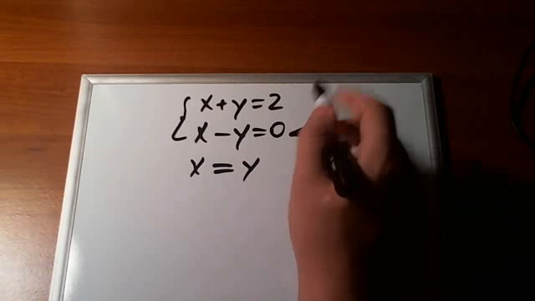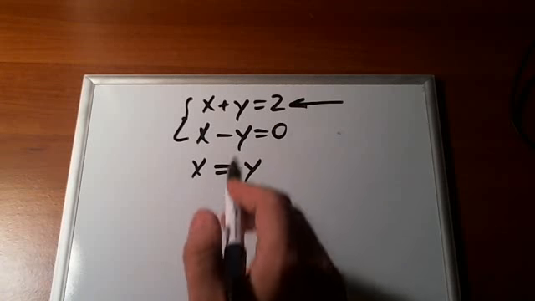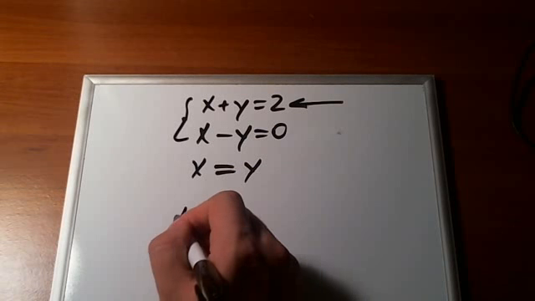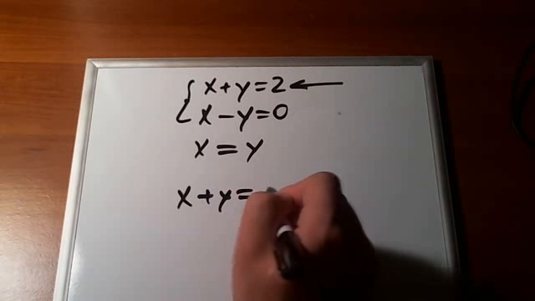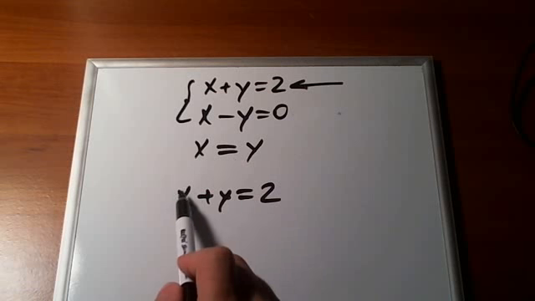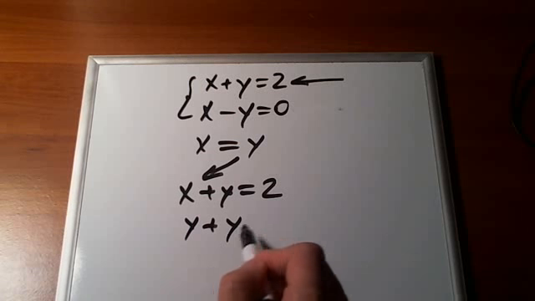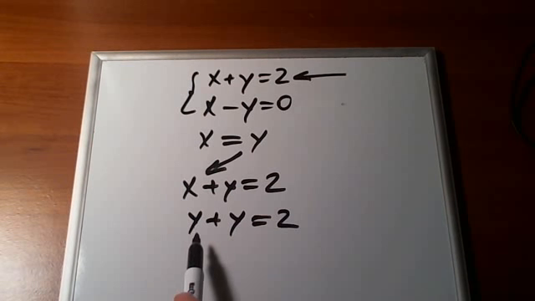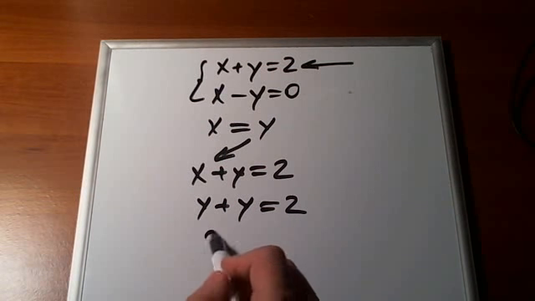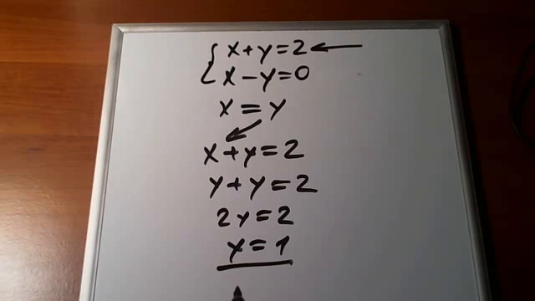Now, let's look at the first linear equation. We have x plus y is equal to 2. Let me just write it again. X plus y is equal to 2. Now, we said that x is equal to y. Well, let's go ahead and put y here instead of the x. We'll have y plus y is equal to 2. So now we have a linear equation with only one unknown, unknown y, and we know how to solve this. We'll have 2y is equal to 2, and y is equal to 1. Boom. Now we know what y is equal to.